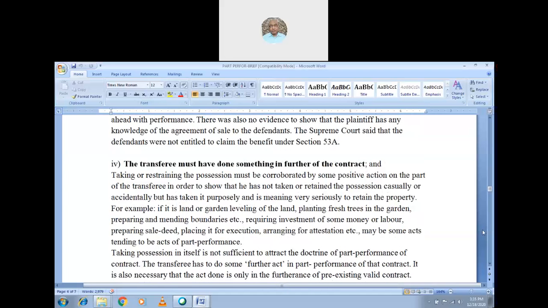Let us see the fourth ingredient. The transferee must have done something in furtherance of the contract.